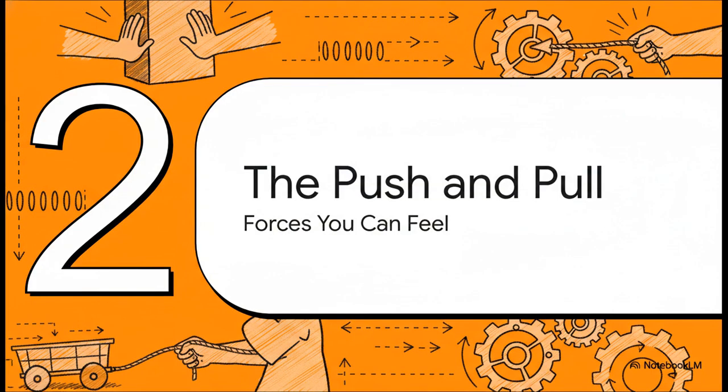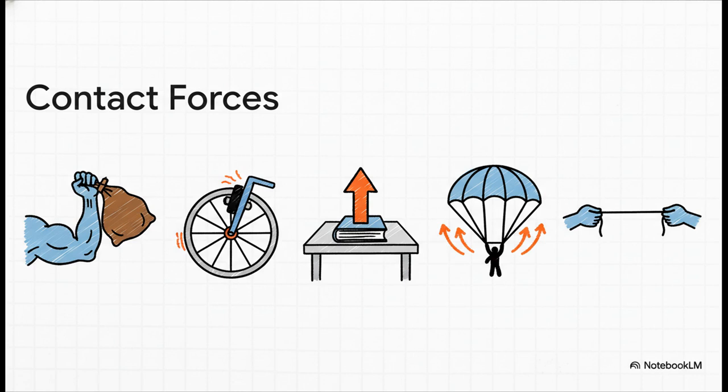So let's start with the forces that are the most familiar to us, the ones we can actually feel. We call these contact forces, and the name says it all. They happen when things physically touch each other. And you see these contact forces everywhere. There's the muscular force you use to lift a heavy bag. There's the frictional force your bike brakes use to slow you down.